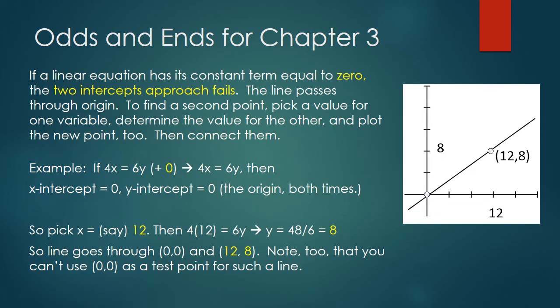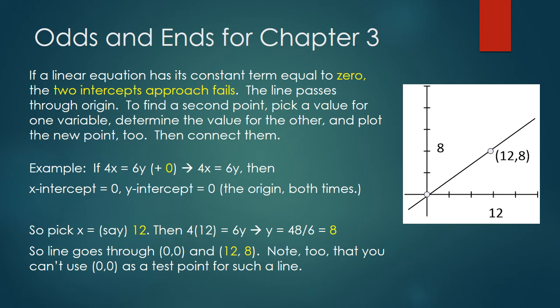Here's something else that can happen. A line that goes through the origin. The intercept approach is going to fail because you'll find the x-intercept and the y-intercept both to be 0. You can recognize these equations because when you look at them, they don't have a constant term. For example, my example of 4x equals 6y doesn't have 4x plus 6y plus 10, or 4x equals 6y minus 2. The constant term is 0.